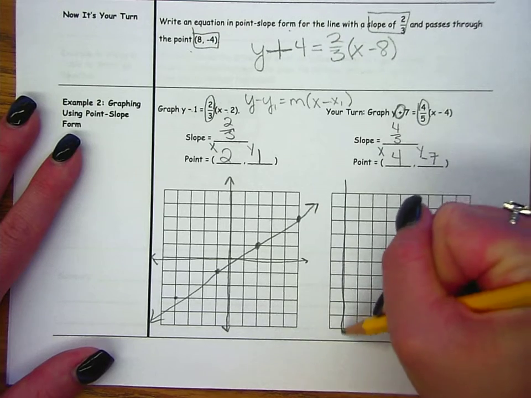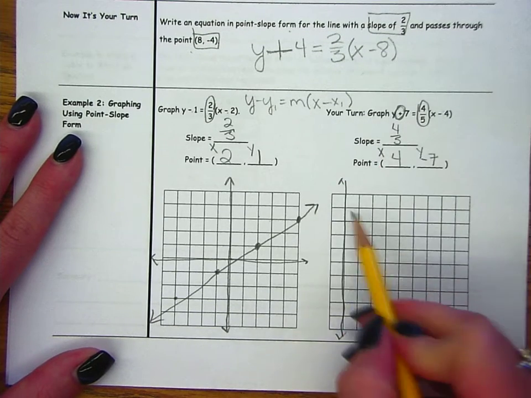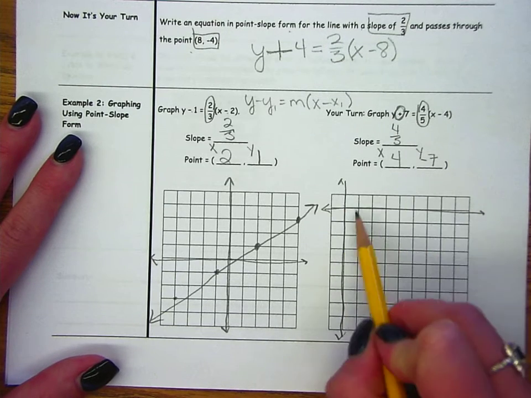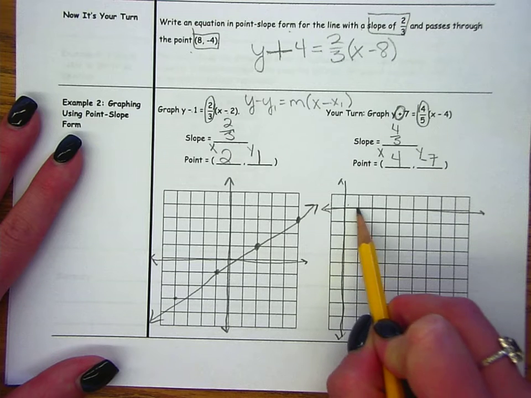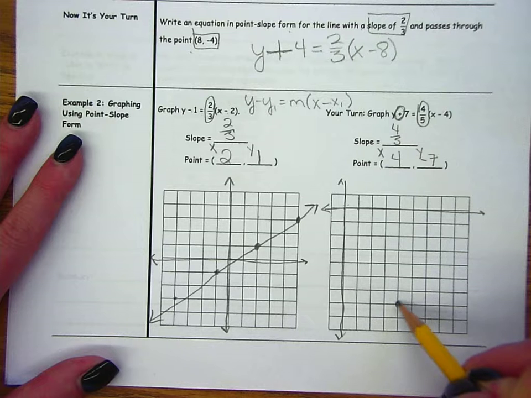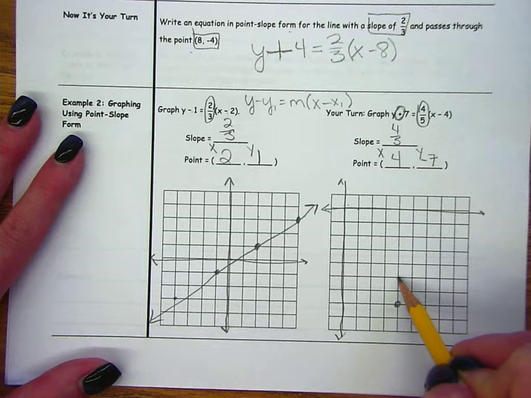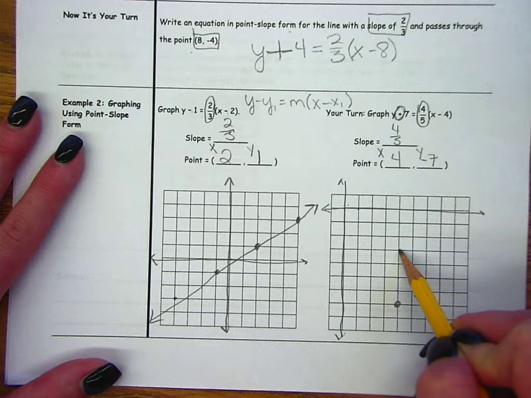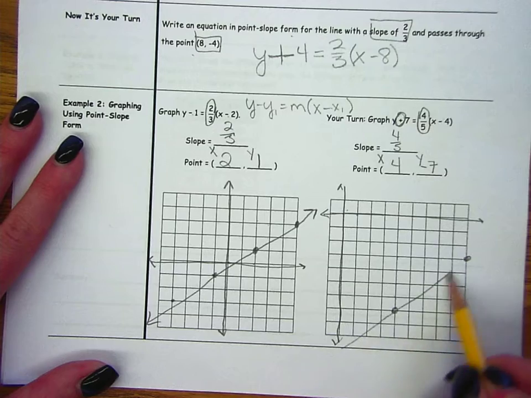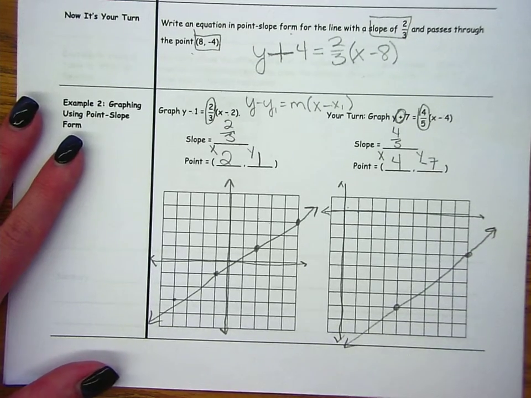So graphing, starting with the point 4, -7, from the origin I'm going to go to your right 4, down 7. Then using my slope, which is 4/5, from this point I'm going to go up 4, and then I'm going to go to the right 5. So continuing on to the next page.